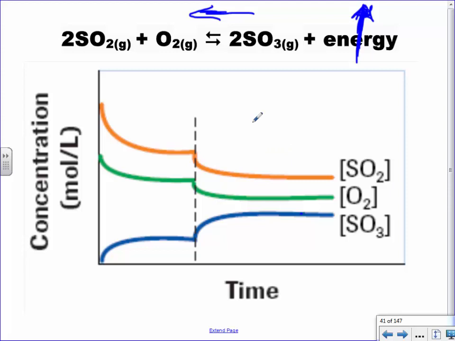In general, here's how I like to show this. I'm either going to put an up arrow or a down arrow. If I put an up arrow, you shift away from it. If I put a down arrow, you shift towards it. Because if you have excess something, you try to use it. If you have a lack of something, you try to make up for it.